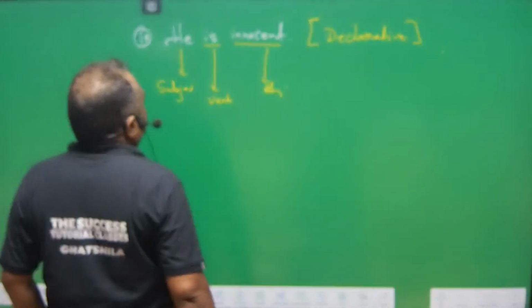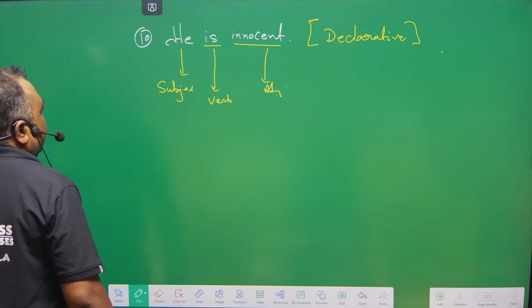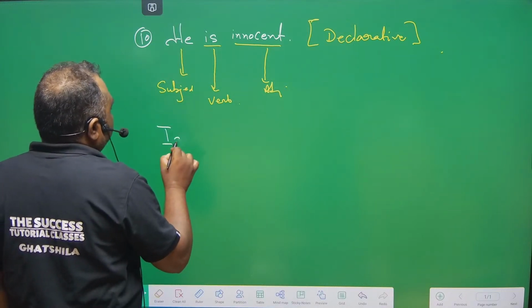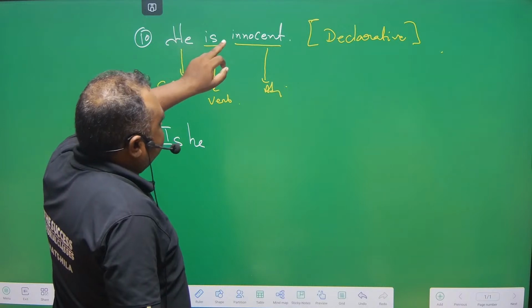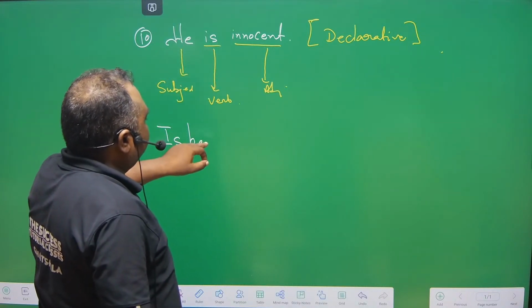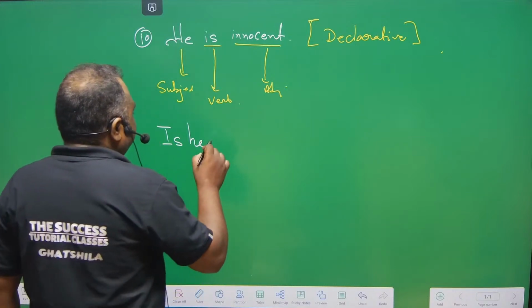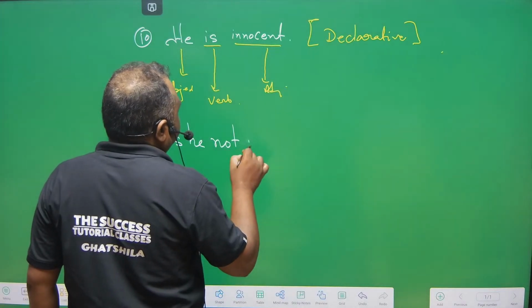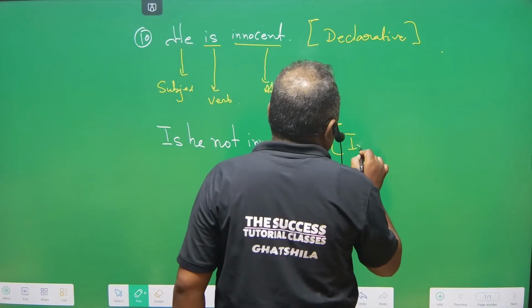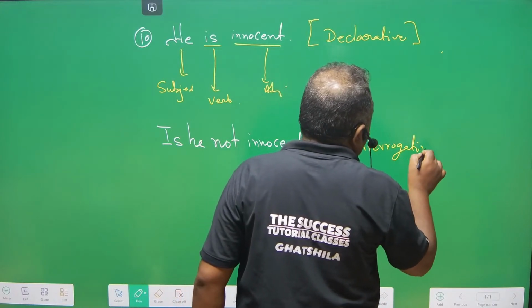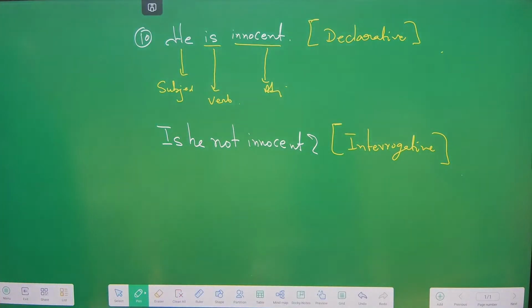So convert it into an interrogative sentence. What you have to do? You have to start it with this verb. Is he. Since there is no negative word in this declarative sentence, you must use a negative word while converting. Is he not innocent? Question mark. So this one is in interrogative form. Are you getting my point, student?